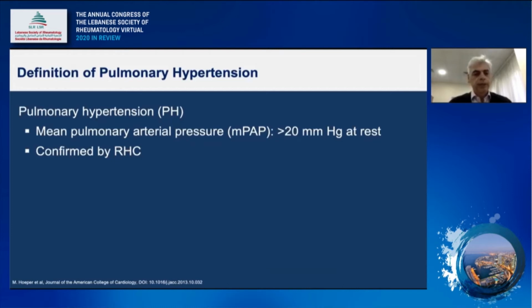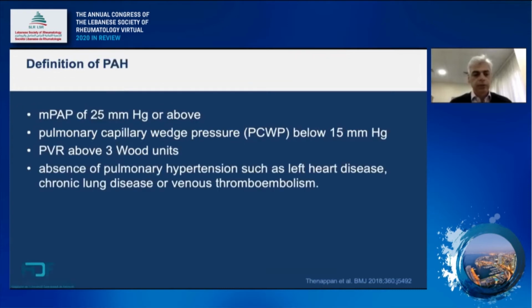Pulmonary hypertension is defined by a mean pulmonary arterial pressure of more than 20 millimeters of mercury, confirmed on right heart catheterization. To be more precise, in pulmonary arterial hypertension with right heart catheterization, the pulmonary wedge pressure has to be less than 15 millimeters of mercury. The pulmonary vascular resistance has to be above 3 Wood units, and in the absence of pulmonary hypertension due to left heart disease, chronic lung disease, or venous thromboembolism.